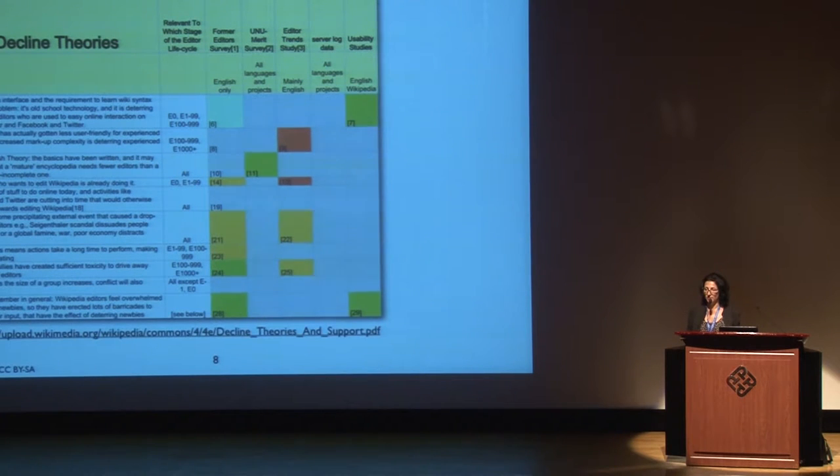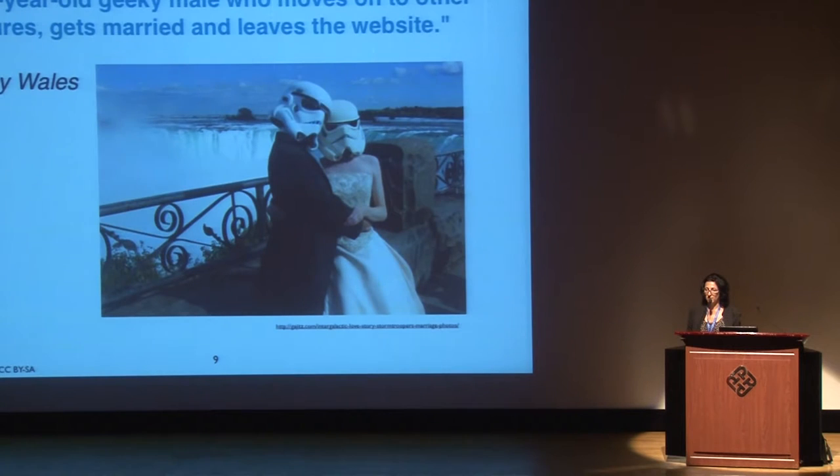There have been a lot of different decline theories. You can find them on the Wikimedia.org site. They are very interesting to read through. For example, one theory could be to say that the typical stereotypic male editor would at some point in time just get married. And the marriage could look like this, the wedding.